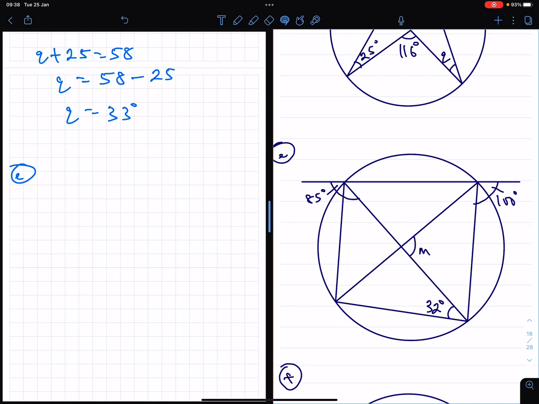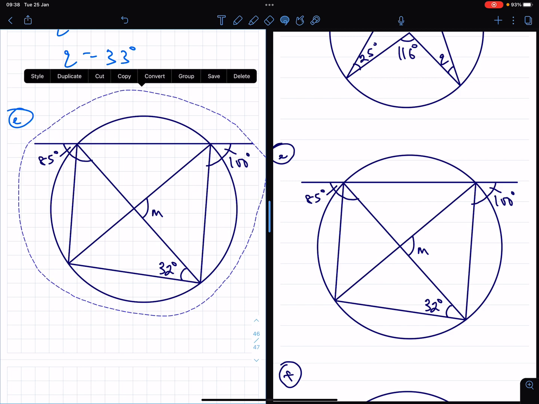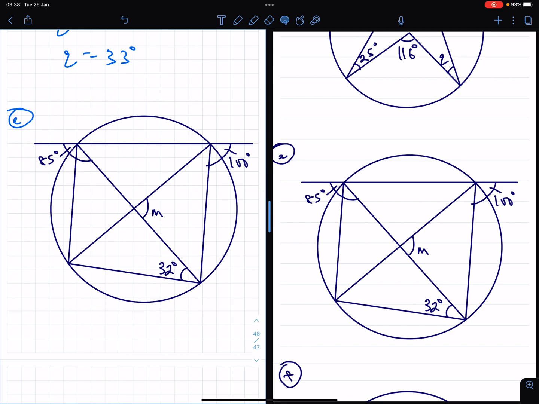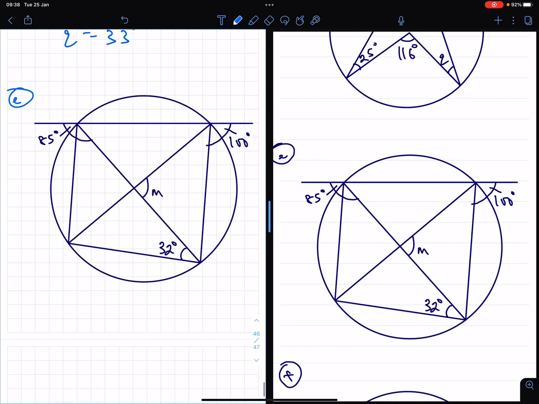That's question E. I can tell you circle geometry is always simple if you know the rules and you're able to apply them correctly. Now how do we find M? What do we do to find M? Okay, if this is 32, this will also be 32 degrees. Angles in the same segment.